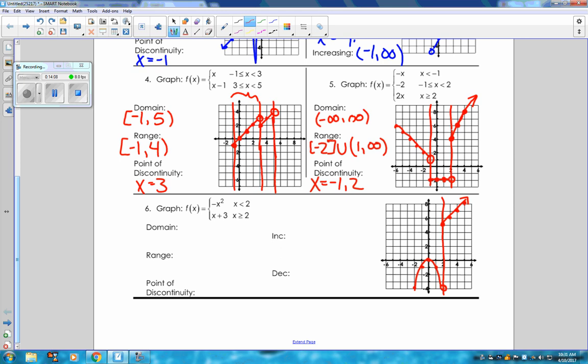Are there any questions over how to graph these? Is there anything that's confusing, that's tripping y'all up? I can't help you if you don't tell me.